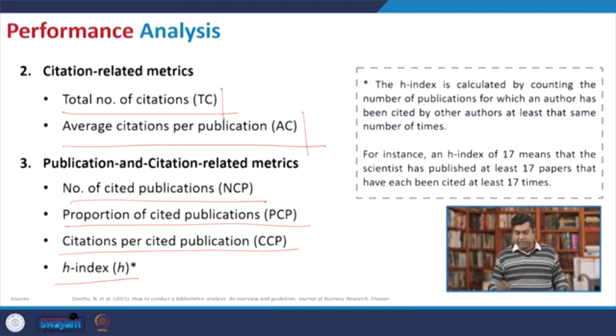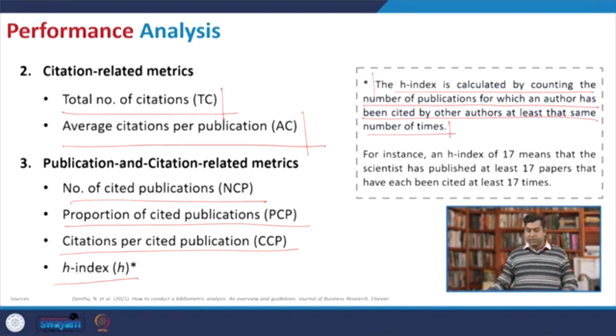So, how is the H index calculated? The H index is calculated by counting the number of publications for which an author has been cited by other authors at least that same number of times. Let us understand by example. Say an H index of 17 means, first of all, the author has at least 17 papers published and each of them has at least 17 citations.